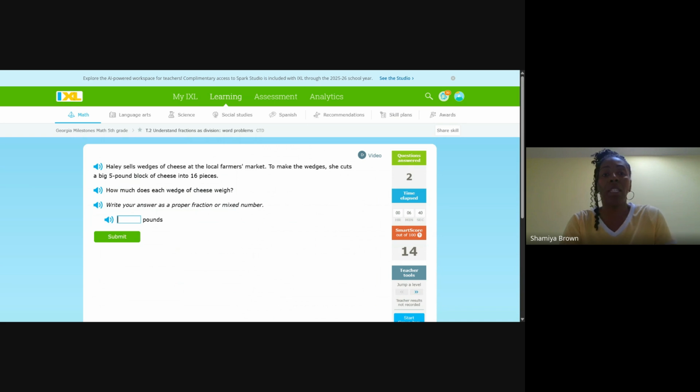All right, this says Haley sells wedges of cheese at the local farmer's market. This is like the one I just had for the practice. To make the wedges, she cuts a big 5-pound block into 16. So yep, 5/16.